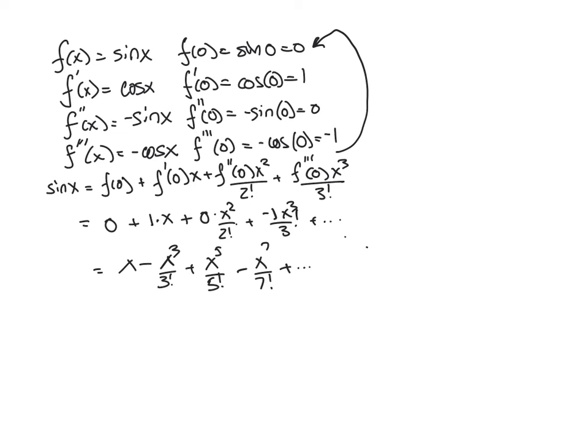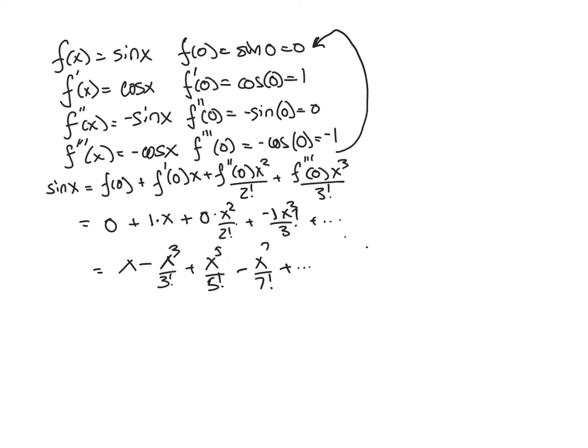Here I went ahead and substituted into the general Maclaurin series the values we'd figured out for f of 0, f prime of 0, f double prime of 0, f triple prime of 0, and we wind up with the first few terms, x minus x cubed over 3 factorial, and it continues in the same pattern. 0, 1, 0, negative 1, 0, 1, 0, negative 1. So as a result, you only have the odd exponent terms.